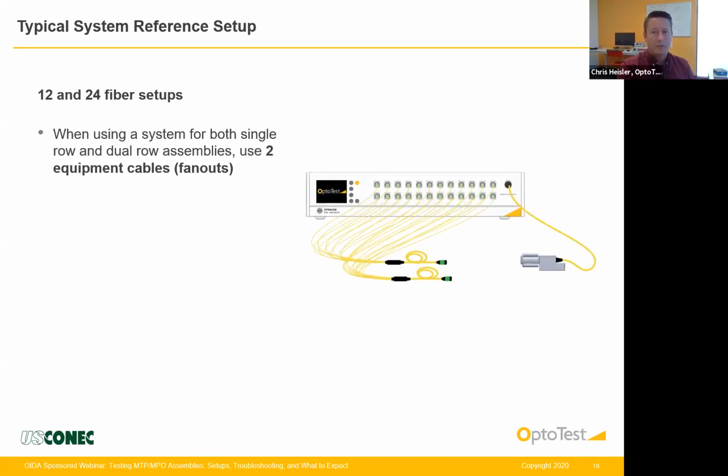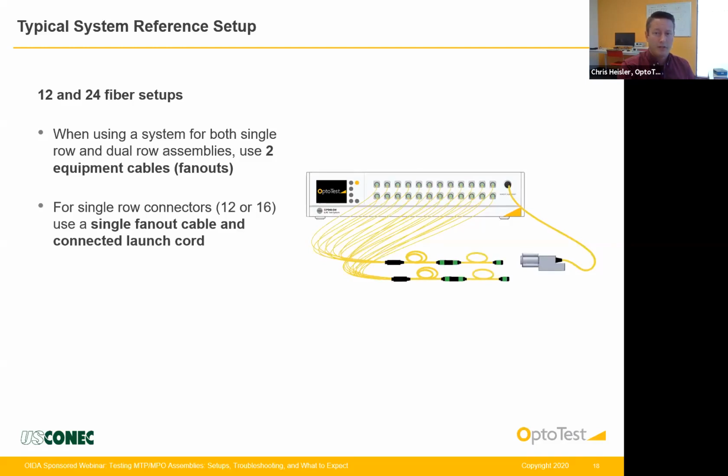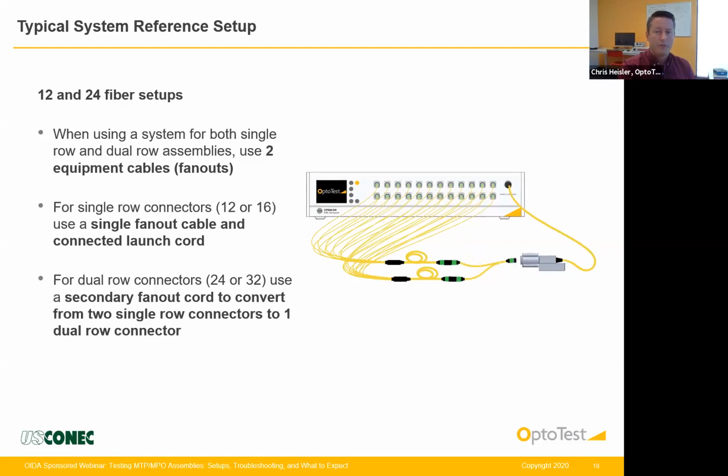When using a system to test both single and dual row setups, 2 equipment cords based on the single row count should be used. In this case, 2 12-fiber fan-out to MPO cables connected to the instrument. For single row assembly testing, attach a single row launch cord to the equipment cord. For dual row assembly testing, so like a 24-fiber test, use a fan-out that has 2 single row connectors combined into 1 dual row connector. In this image, it is the 2 12-fiber MPO connectors to 1 24-fiber MPO connector.